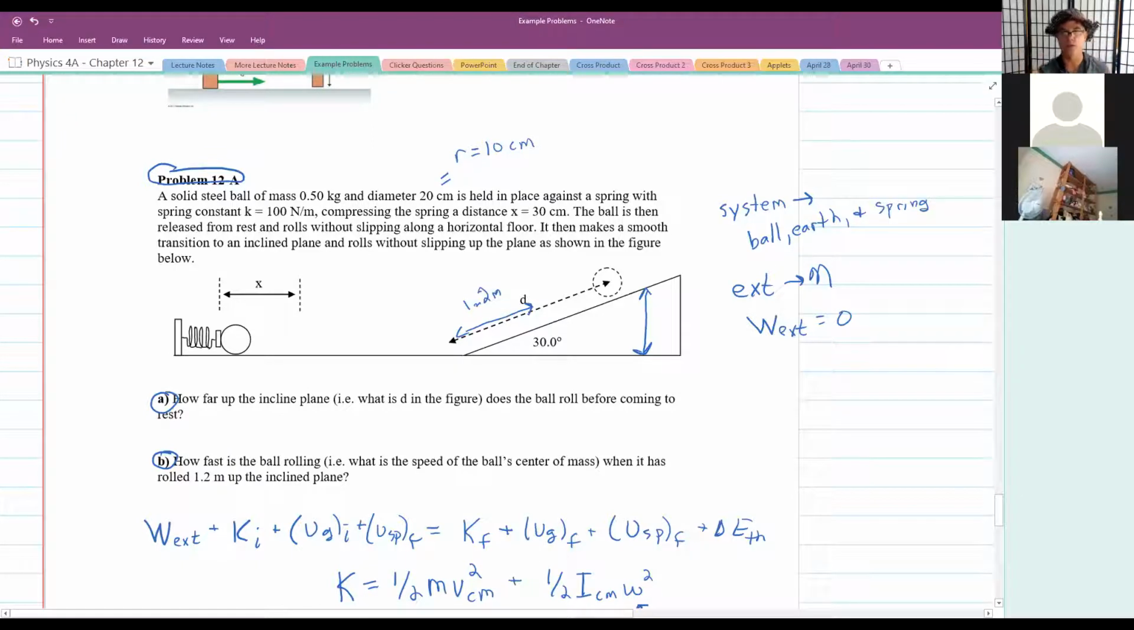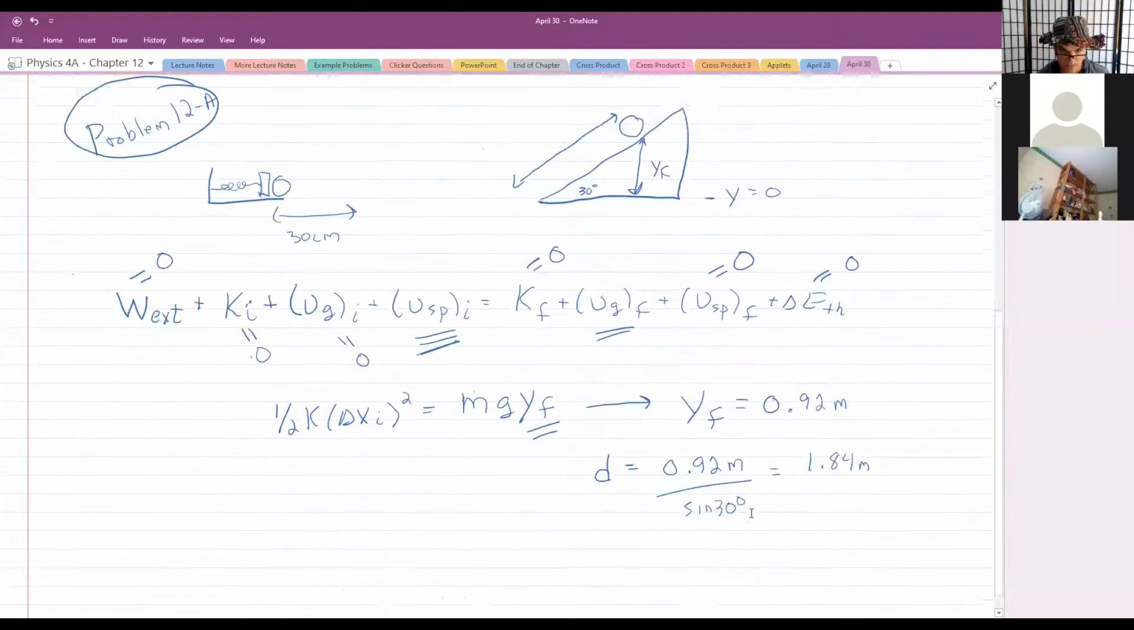Let me skip a quick little step. What I really want to know, if I'm looking at energy, is what is the height when it's moved 1.2 meters up the plane. And that height, for this case, my Y final would be 1.2 meters times the sine of 30 degrees, which is just 0.6 meters. So we know that it would go 0.92 meters high at the very top. But now what I want to know is when it's only at an elevation of 0.6 meters, how fast is it going? So let's go back to this right here.